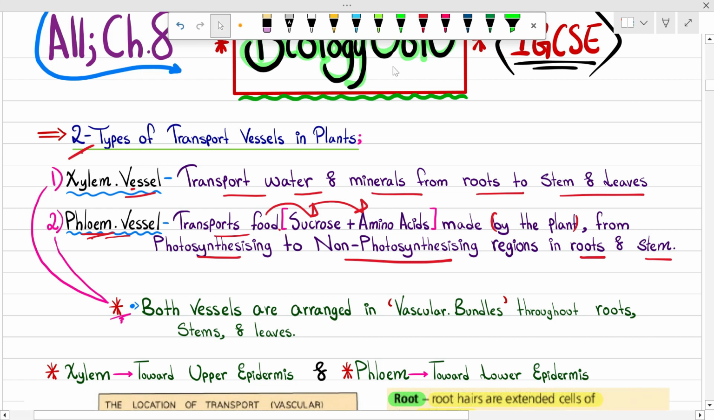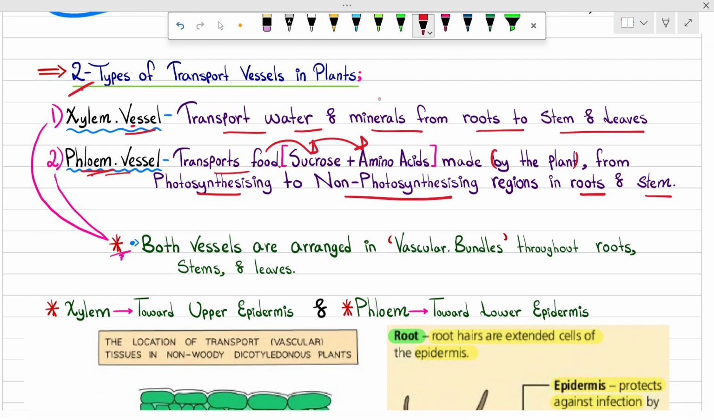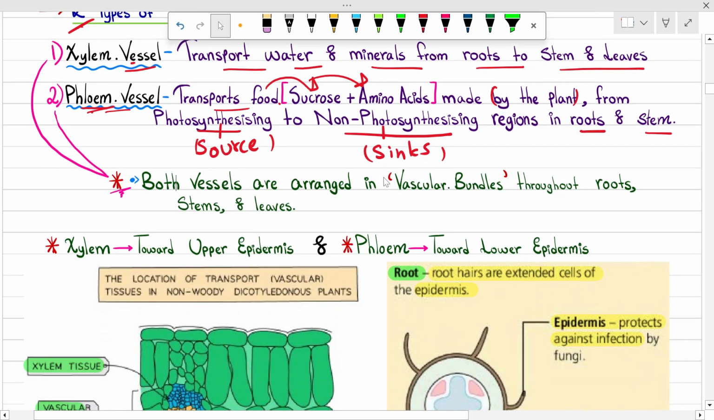Later on, we're going to learn that phloems transport sucrose and amino acids from photosynthesizing regions called source to non-photosynthesizing regions called sinks. This is just to keep in mind. Both of these vessels are arranged in vascular bundles throughout roots, stems, and leaves. So the place where xylem and phloem both meet is known as the vascular bundle.